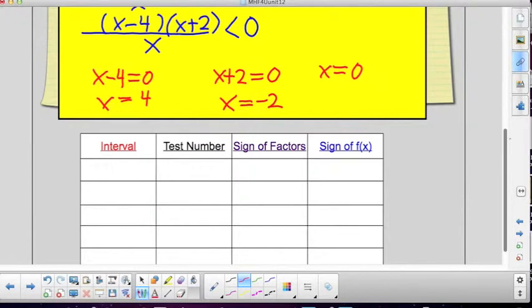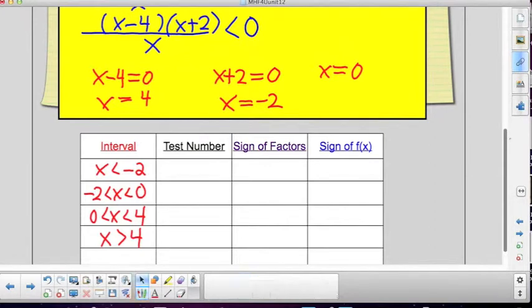So the intervals that I'm talking about is when x is less than negative 2. Yes, that's the first case. And then I have in between negative 2 and 0. Then I have to examine the graph between 0 and 4. And then I have to examine the graph, finally, when x is greater than 4. That's how you're going to divide your graph into those 4 parts.